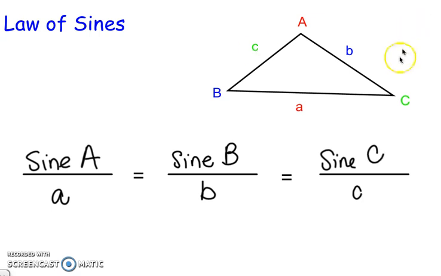Okay, so if you know two angles and their opposite sides, we can set up a proportion and cross multiply. These are all going to be equal to each other. So let's look at some examples.